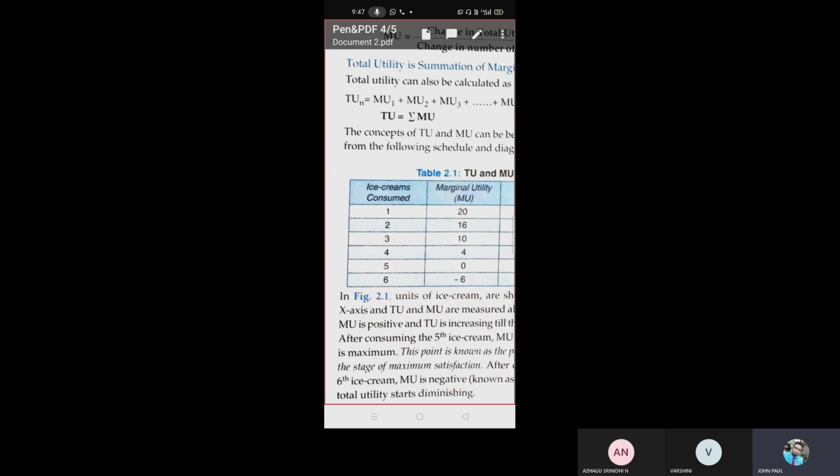You can see that when we consume the first ice cream, it gives us a utility of 20. In the second round of ice cream, you can see that the utility falls. Utility means satisfaction, and the util is the imaginary tool to measure satisfaction. Got my point? So during the second consumption, the utility falls.